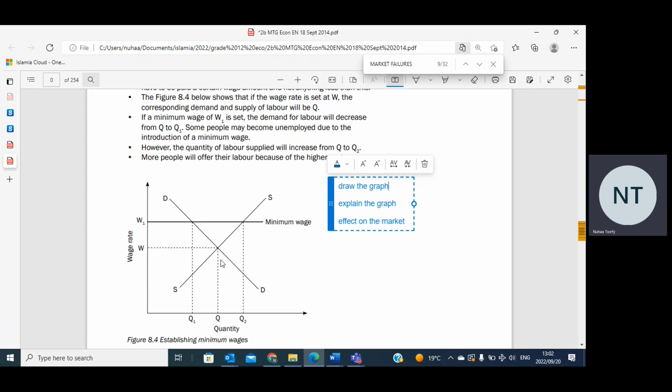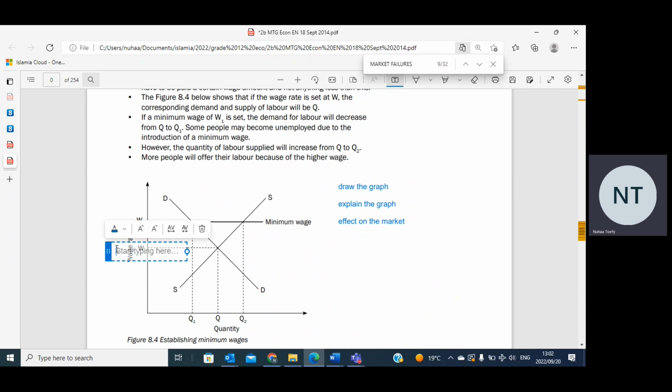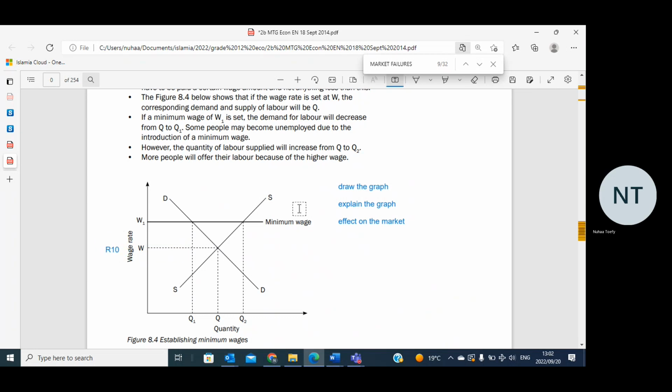So demand and supply. If the market was left to demand and supply, the wage rate would be here at the bottom, and let's say it's 10 Rand. Okay. If the market was left to itself, the wage rate would be here at the bottom, 10 Rand. But the government says, you know what? That is way too little. We're going to make the minimum wage, let's say 25 Rand.